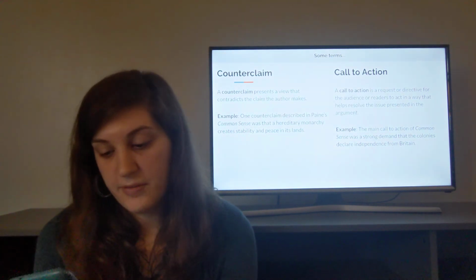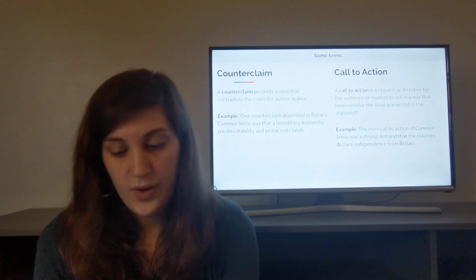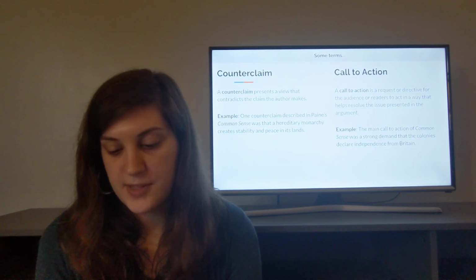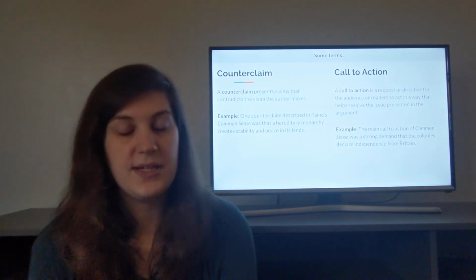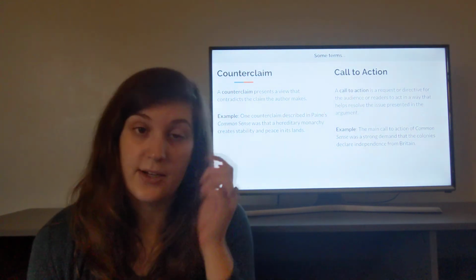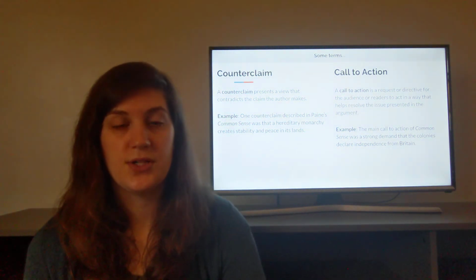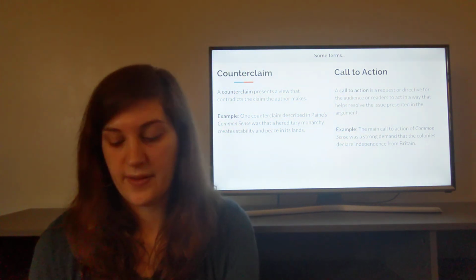But here's an example of a counterclaim. One counterclaim described in Paine's Common Sense was that a hereditary monarchy creates stability and peace in its lands. And then he actually, in the evidence that we just heard, tells us why that's wrong.